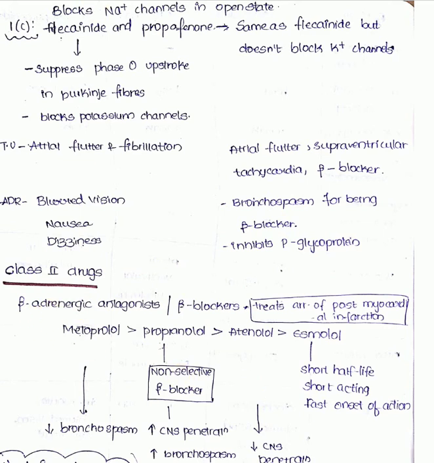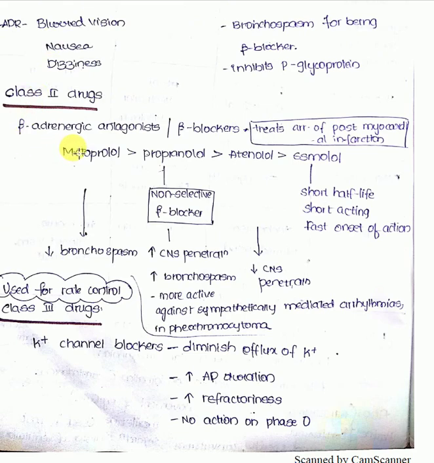Class 2 drugs are beta adrenergic antagonists, that is we can also call them beta blockers. Their main action is against arrhythmia. It treats arrhythmia of post myocardial infarction. It is very important from the GPAT point of view which are the drugs that are used to treat arrhythmia of post myocardial infarction. Those are beta adrenergic blockers. Examples for beta adrenergic blockers are metoprolol, propranolol, atenolol, and esmolol. Metoprolol is most commonly employed, and propranolol, then atenolol, then esmolol.